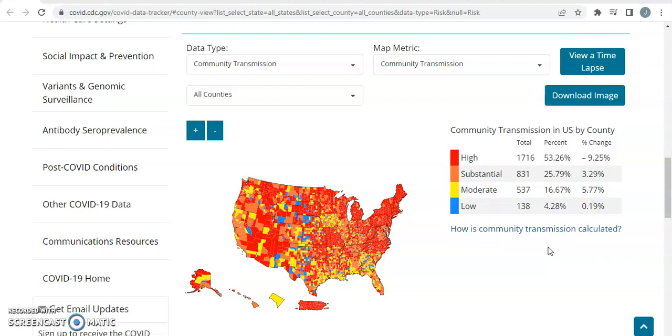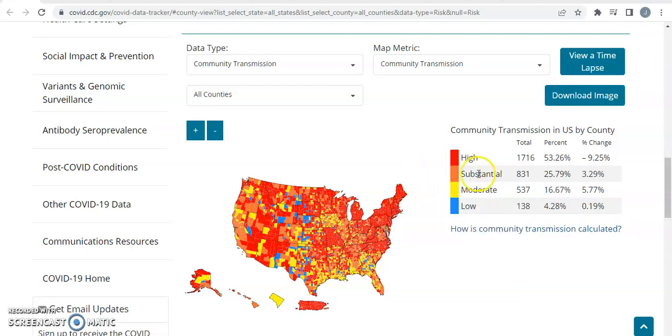Let's start off with the community transmission map. Red means high transmission. So if your county is in red, let's click on one. Here we go, Berks County, Pennsylvania. High transmission. That means there's a high level of coronavirus being spread in your community.